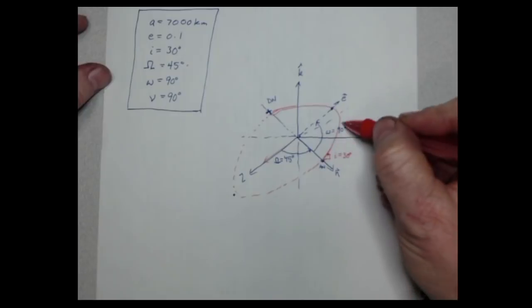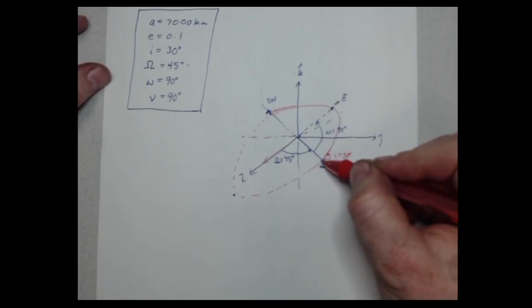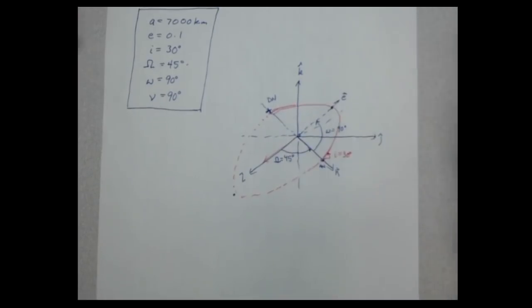Here's the satellite. It's going around here. It's going to go down below the equatorial plane here and come back up over here. So it pokes right up, goes back down. You kind of get the idea.